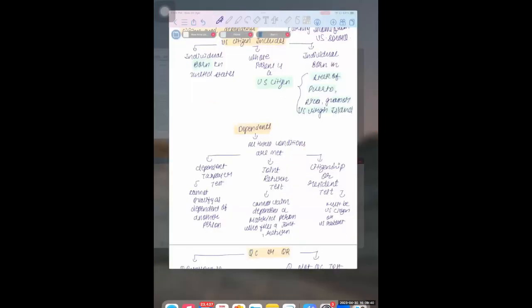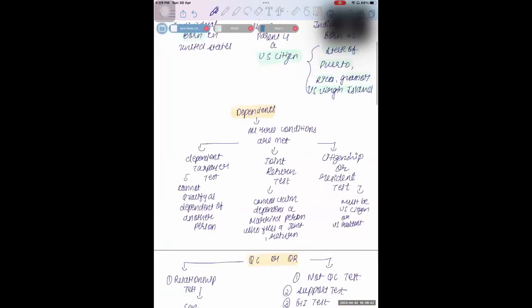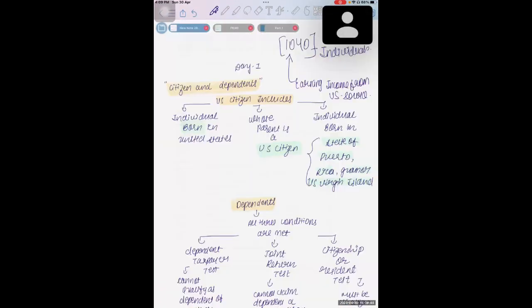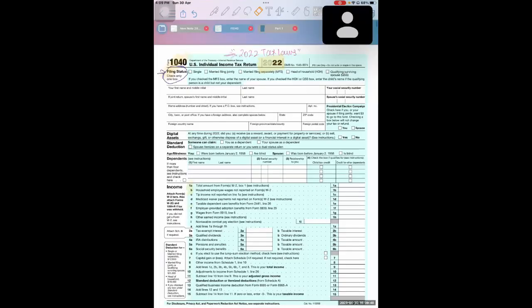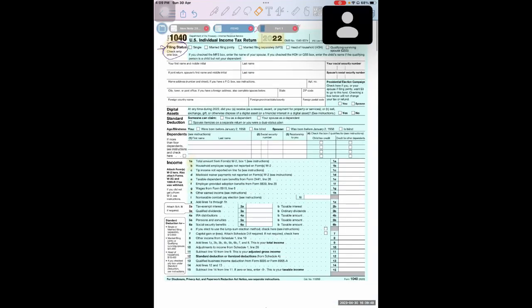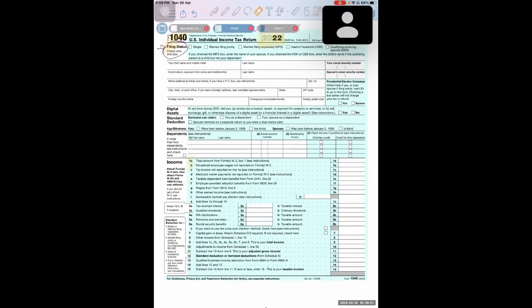Dependents. What do you mean by dependent? If you have seen the 1040 form, I'm sharing the 1040 form right now. You can see one section called dependents. Here you can claim as many dependents as a qualifying child or maybe a qualifying relative. What is the benefit of this? We will understand this when we start with the chapter on credits.